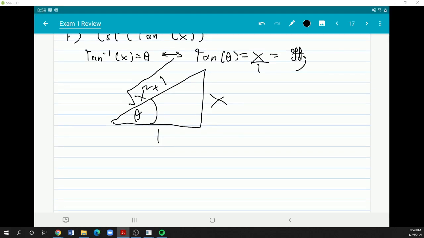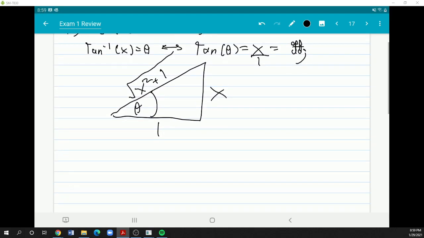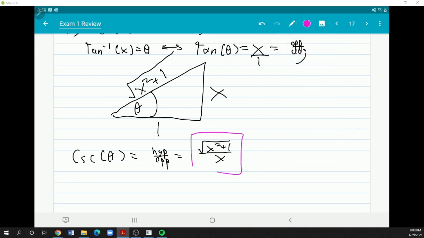Okay, so now I want cosecant of that. So cosecant of theta, let's think. Cosecant is 1 divided by sine. So that's going to be hypotenuse over opposite, which is square root of x squared plus 1 over x. And that's going to be the final answer there, which gives you the end of problem number 15.